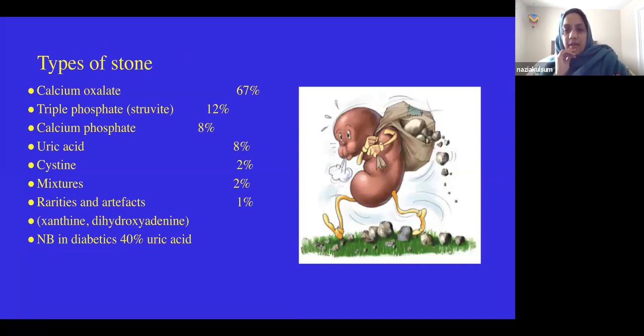Coming to the different types of kidney stones. Calcium stones are the most common stones, and calcium binds to two things: oxalate or phosphate. So you have different types of stones: calcium oxalate, triple phosphate or struvite stones, calcium phosphate stones, uric acid stones, cystine stones, then mixed stones, then xanthine stones, again very rare, and then some patients can have bile and uric acid as well.